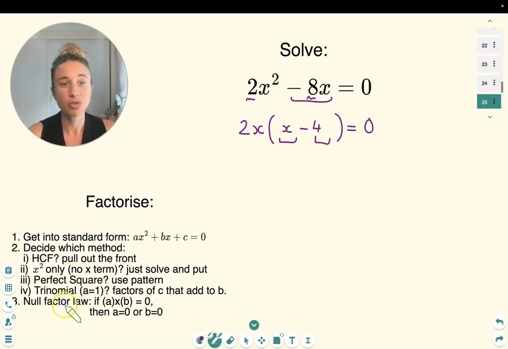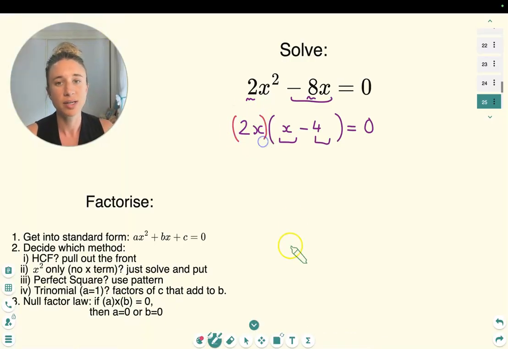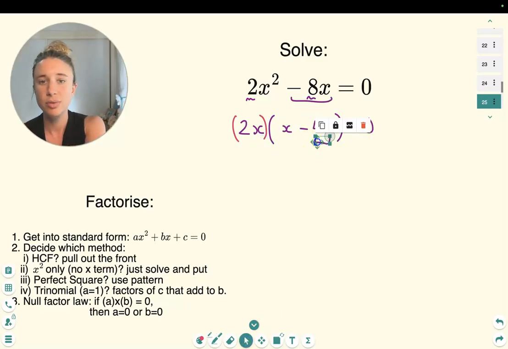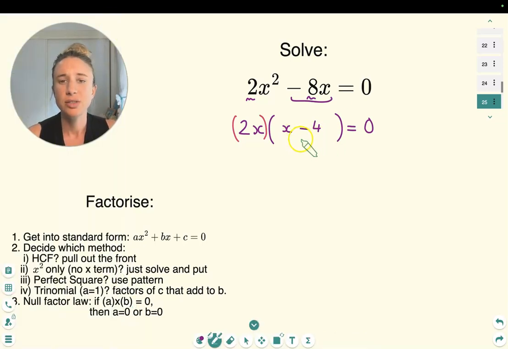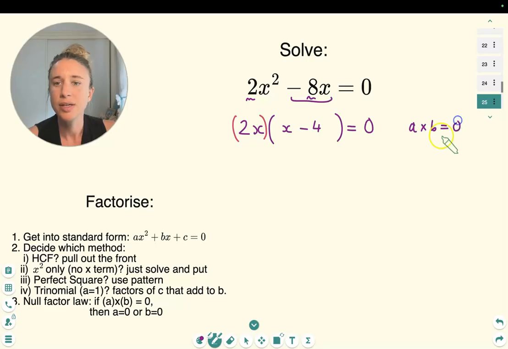Now we come to step 3, the null factor law. Students get confused here because this number isn't in brackets. So I'm going to just put that in brackets now, and the null factor law might become a little bit more clear. Let's actually write it off to the side. If a times b equals 0, a equals 0 or b equals 0. That's the null factor law.